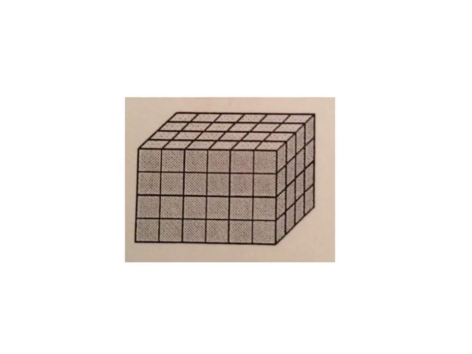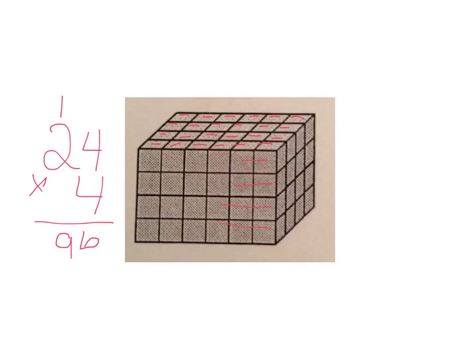And here we go. Here's our last one. Let's count how many are on the top layer. 1, 2, 3, 4, 5, 6, 7, 8, 9, 10, 11, 12, 13, 14, 15, 16, 17, 18, 19, 20, 21, 22, 23, 24. So there's 24 on the top layer. And there's 1, 2, 3, 4 layers. So we have 4 layers of 24. So 4 times 4 is 16. 4 times 2 is 8, plus 1 is 9. So this has a volume of 96 cubic units.